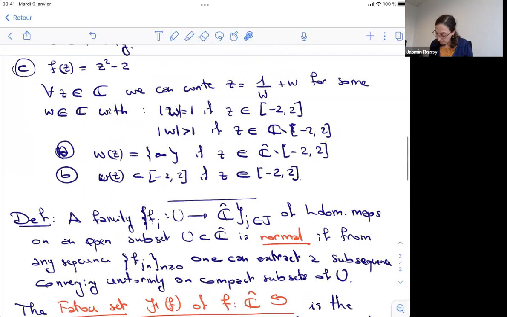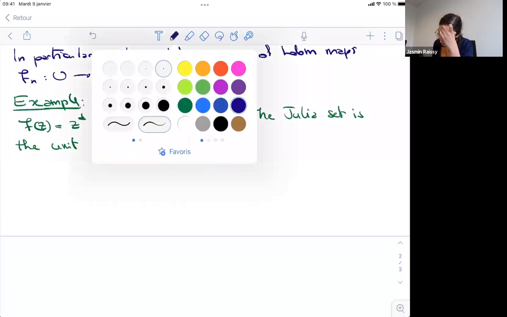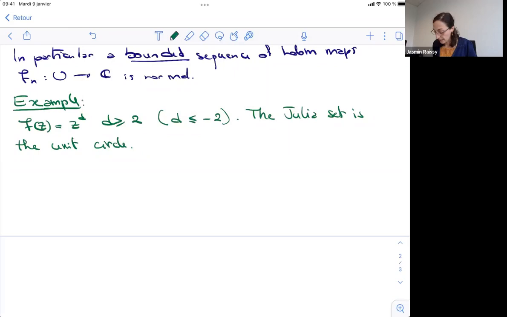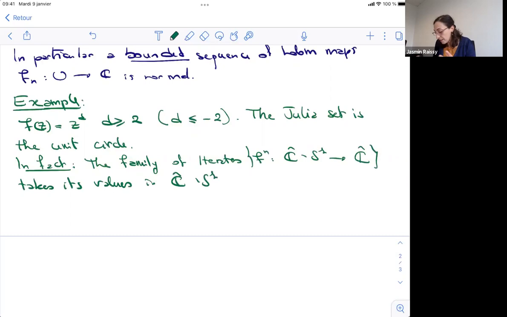But if you do this and you take any d, so it could also be not an even number, then you have to be a little more careful, but still. In fact, you can have a proper proof of this. The family of iterates F_n from C hat minus S1 to C hat takes its values in C hat minus S1. So S1 is more than 3 points, so it omits more than three values.